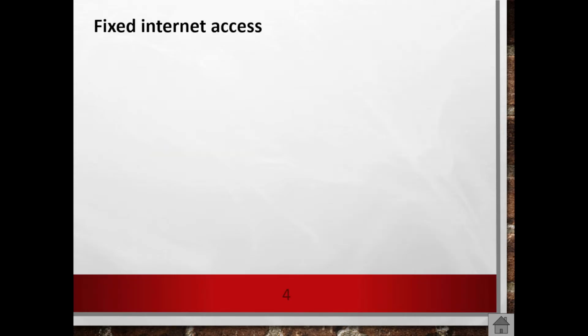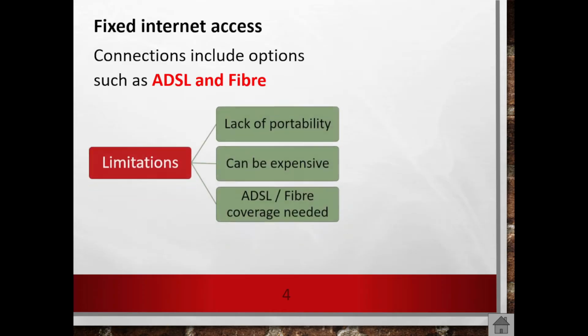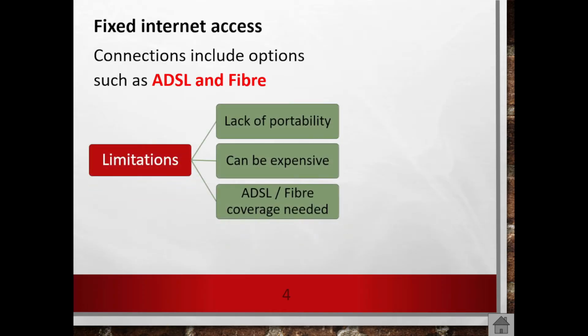So let's look at a few options here. The first thing we talk about is fixed internet access. And here we're talking about connections that include options such as ADSL and fiber. That means there's a physical line. That line is fixed in place. I'm sure many of you would have seen them digging up the roads all around various cities in the country. That's where they were laying the fiber cables. So those cables are fixed in place. This is why we talk about fixed internet access.